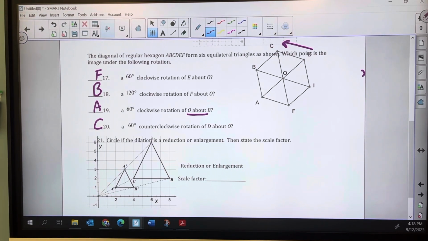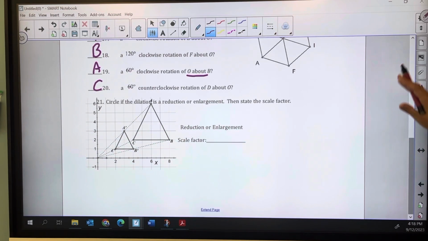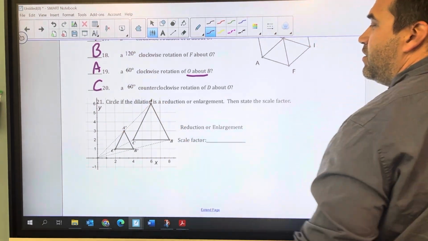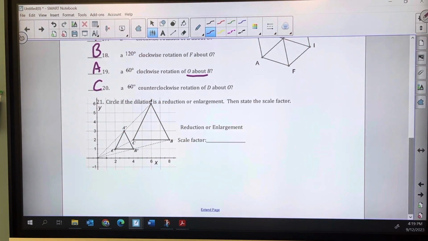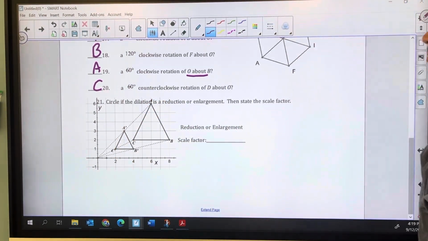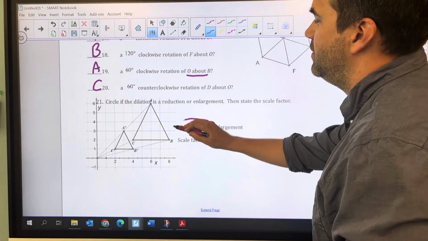Number 21, I apologize for the way this printed out as well. Smartboard kind of messes things up sometimes. So we're deciding if it's a reduction or an enlargement. We see there's one small triangle, one large triangle. The key is which one came first. Since the larger triangle is ABC and the smaller one is A prime, B prime, and C prime, I know that this is a reduction.